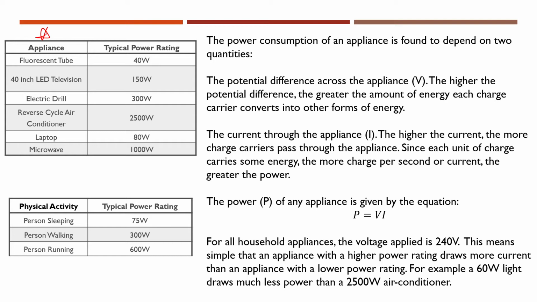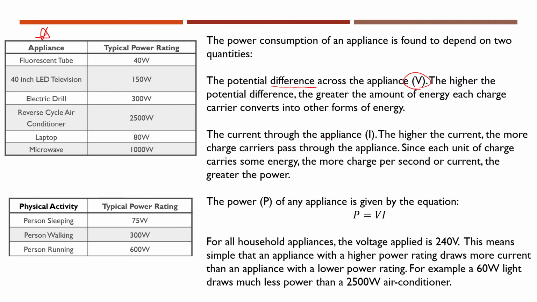The power consumption of an appliance is found from different quantities. The potential difference across the appliance, which is V. The higher the potential difference, the greater the amount of energy each charge carries that is converted into other forms of energy, because there's more supply. Basically, the battery supplies more energy, so there's going to be more power.